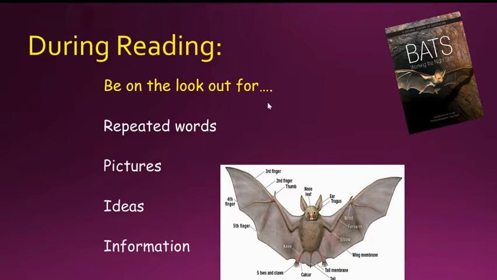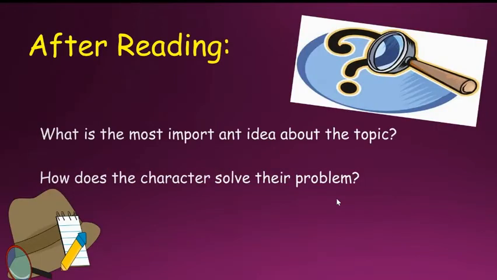So during reading, we can look for repeated words. So that's a word that they would use over and over again. We can look for pictures, ideas, and the information it's telling us about. If we look at this book, well, yes, we know the main ideas about bats. We can tell from the pictures. After reading, we'll discuss what is the most important idea about the topic. How does the character solve their problem? Okay.